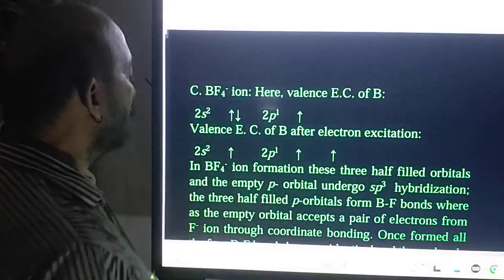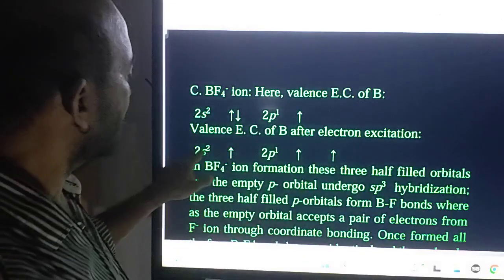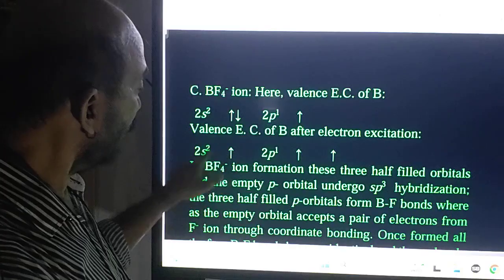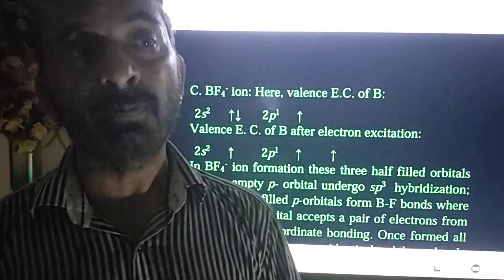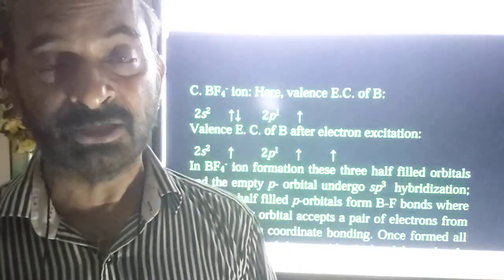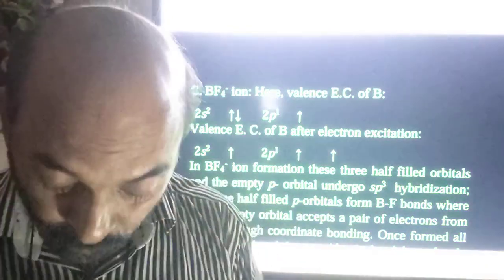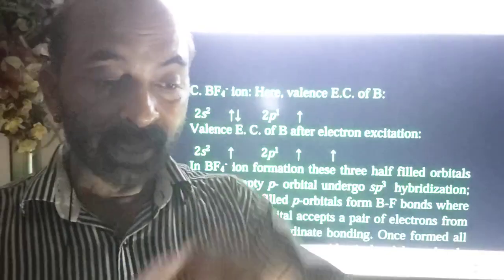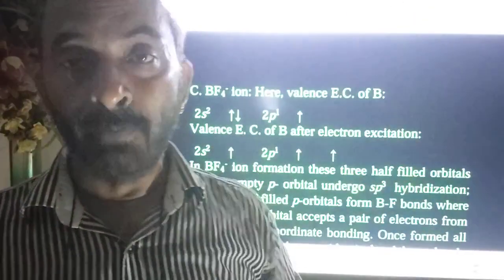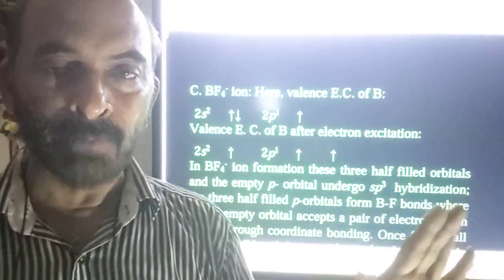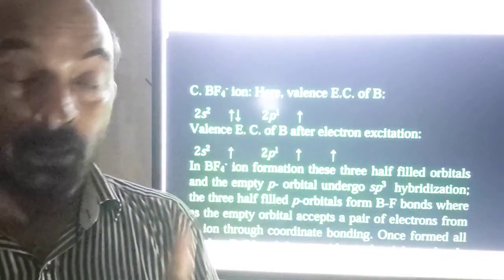In BF3, boron now has 3 unpaired electrons, and BF3 can be easily formed by undergoing sp2 hybridization. If it undergoes sp2 hybridization, it will have a trigonal planar geometry, and the 3 BF bonds are formed in the same plane, so the molecular geometry will be BF3.